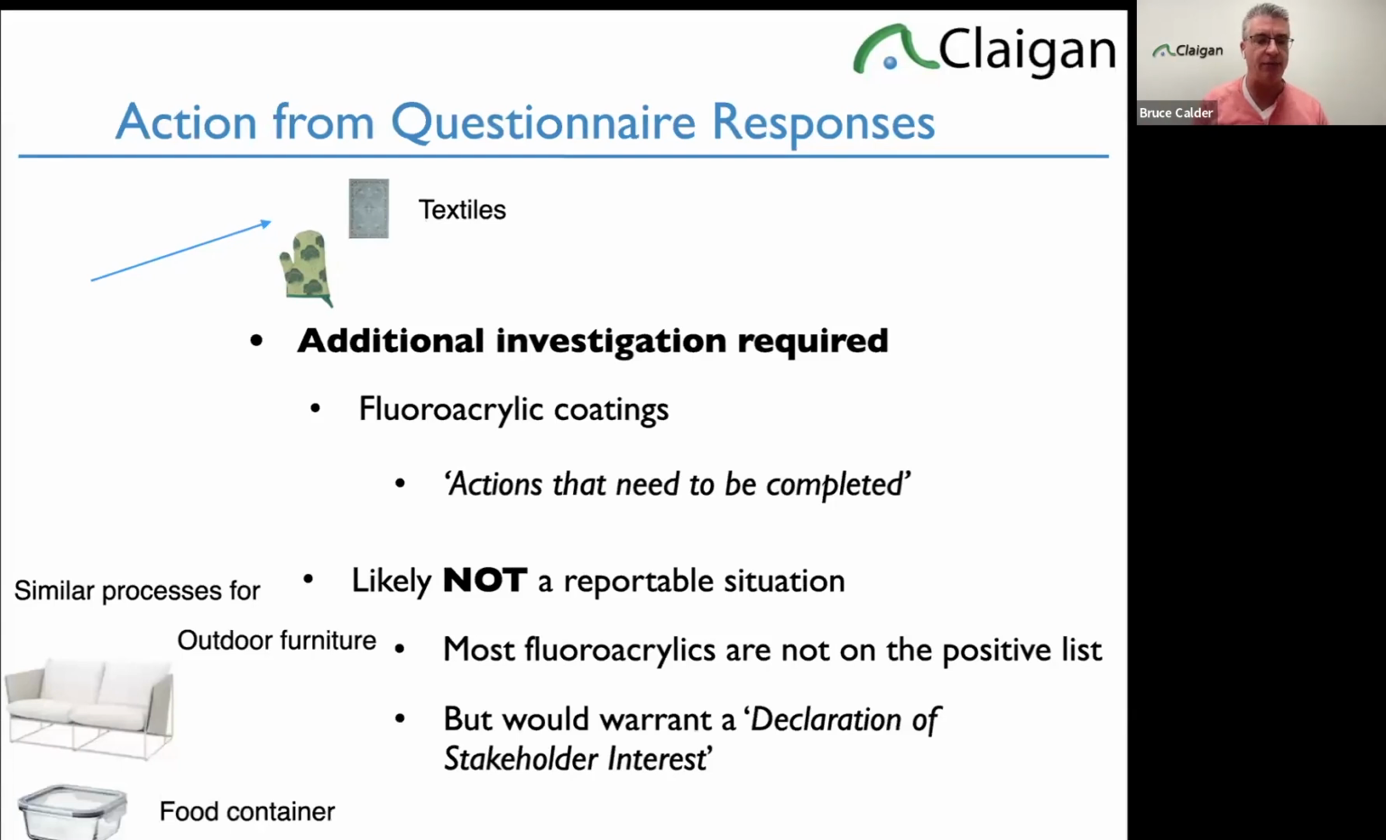And food containers. We're actually more interested in paper food containers than plastic ones. So you have food containers, awesome. Do they have these materials? Yes or no? If they do, okay, you have materials like paper. Yes, you have paper. Fine. Okay, here's the question we have to handle. Okay, you're going to have this fluoroacrylic. Is that fluoroacrylic on the list? Probably not. Recommend a declaration of stakeholder interest, but you don't have to report.